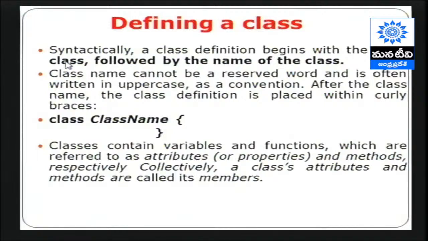A class is a collection of both data and functions, which are simply called members: data members and member functions. In PHP also, the class is defined with the keyword class followed by the identifier, which is nothing but the class name. We have some rules to define identifiers, which are the same in PHP. The class name cannot be a reserved word. A class contains variables and functions, generally referred to as attributes and methods. Collectively, the class attributes and methods are called its members. The class is defined with the syntax of the keyword class followed by the class name.